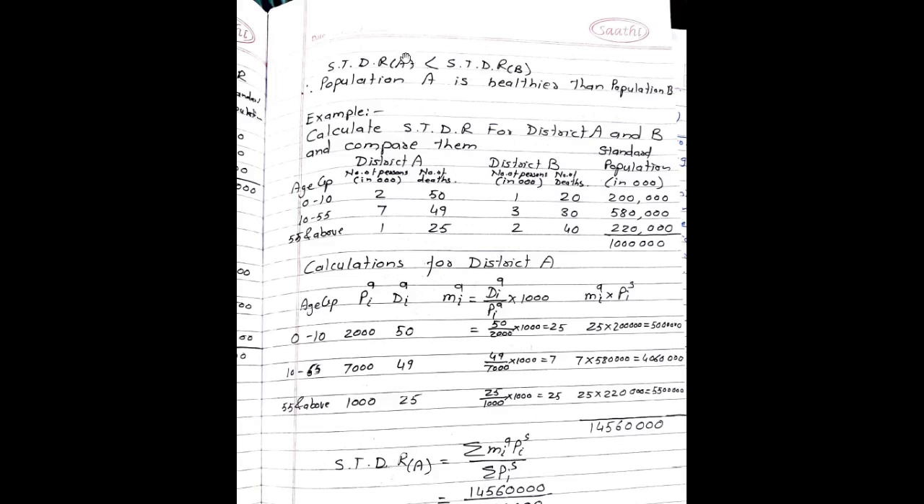And PIS total we already have calculated, that is nothing but 16,000. So STDR for B is equal to MIB into PIS upon summation PIS, which is equal to 1,75,000 divided by 16,000. So the answer is 10.9375. So STDR for A is less than STDR for B. Therefore, population A is healthier than population B.